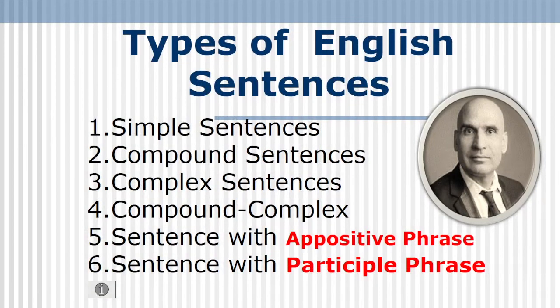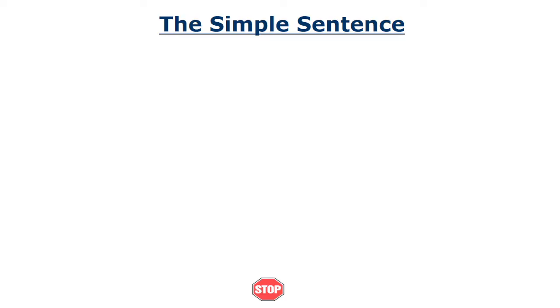So in this lecture, I am going to explain the types of English sentences, and these are simple sentence, compound sentence, complex sentence, complex compound sentence with appositive, and sentence with participle. I hope that you will try to understand the different types of sentences, and then your writing will become perfect. So, simple sentence.